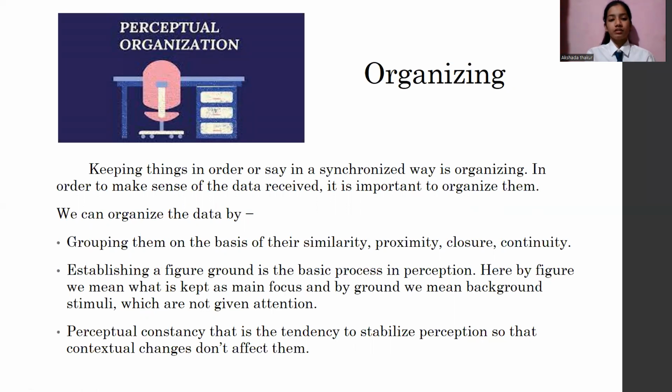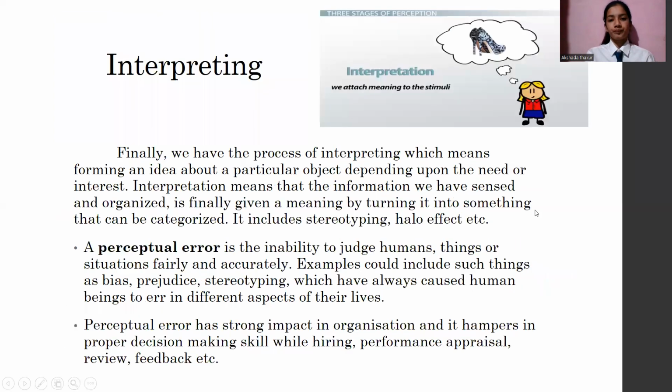Establishing a figure-ground is the basic process in perception. Here by figure we mean what is kept as the main focus, and by ground we mean background stimuli which are not given attention. Perceptual constancy is the tendency to stabilize perception so that contextual changes don't affect it.